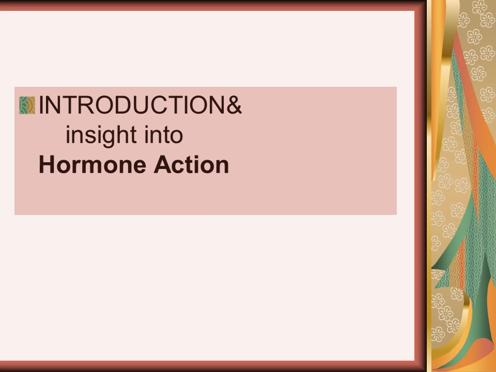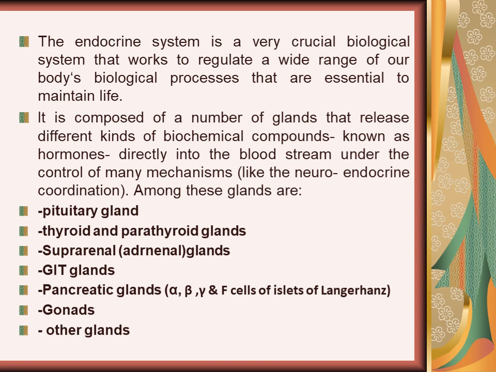Introduction: insight into hormone action. The endocrine system is a very crucial biological system that works to regulate a wide range of our body's biological processes that are essential to maintain life. It is composed of a number of glands that release different kinds of biochemical compounds, known as hormones, directly into the bloodstream under the control of many mechanisms, like the neuro-endocrine coordination.